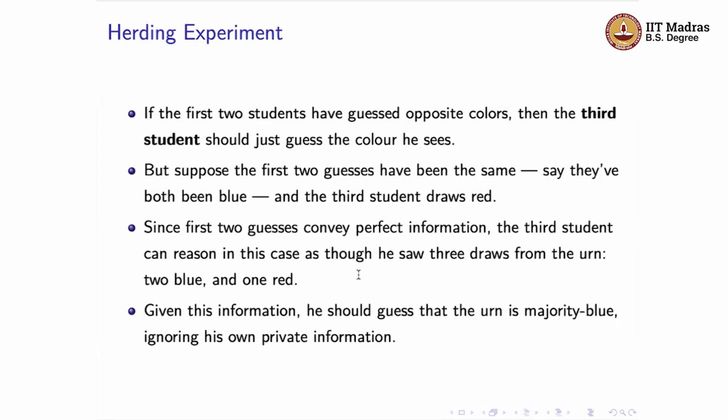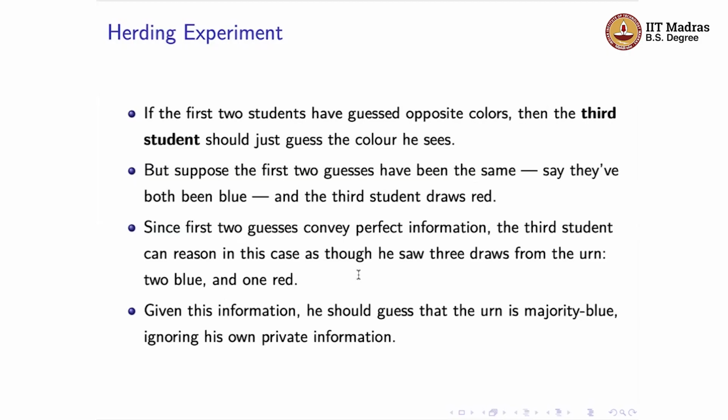Now, based on this information, based on the fact that there have been two drawings of blue and one drawing of red, things become interesting, because we'll see that in this case, he should ignore his private information that he had drawn red, and he should go ahead and guess that the urn is majority blue, right? Why is this true? You have to wait a bit to see a mathematical demonstration of this. But intuitively, it is true, because it's as if you have got three different draws, and out of the three draws, you have got two blue and one red. So you should go with the fact that it's blue majority rather than red majority.